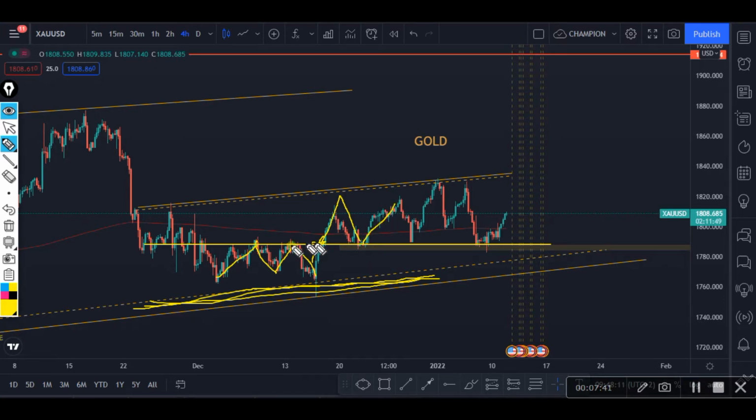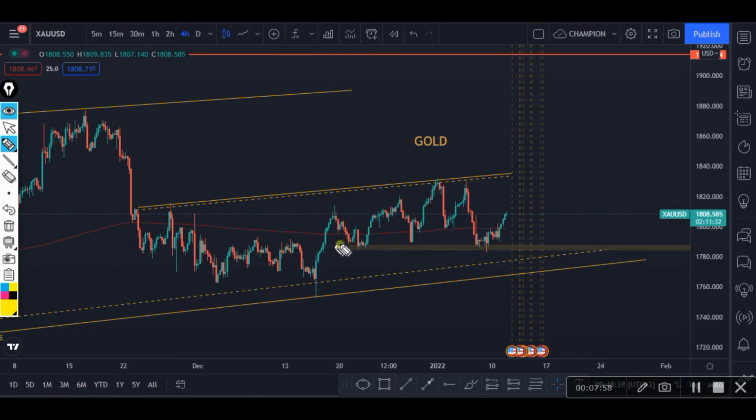So now the previous resistance has become our support, and it retested again but went up again, just to show us that the market is clearly respecting this area. And you can see that even yesterday, when the market was around this support area here, it just went up. To show us that it clearly respects this support.